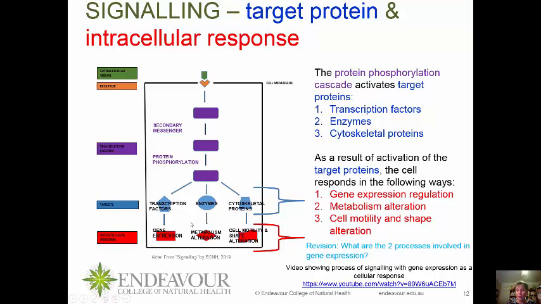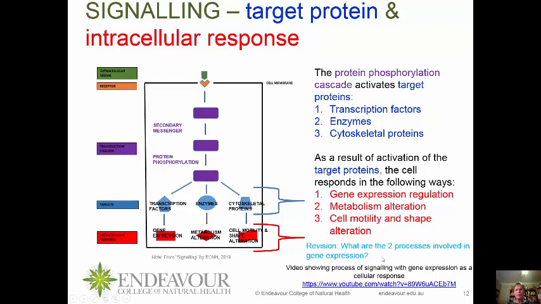that then results in the response. And those responses might be gene expression, which is production of a protein, so that's where your central dogma comes in. It could be metabolism alteration, so it could change some reaction in the cell. Or it could be involved in cell motility and shape alteration. Okay, so they're the three responses that it could lead to.